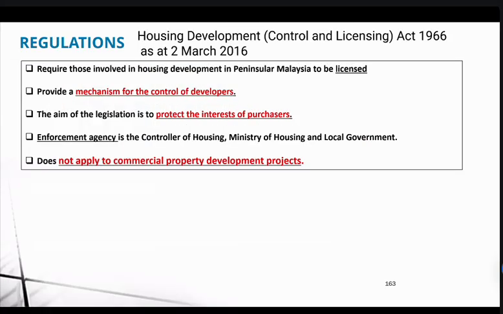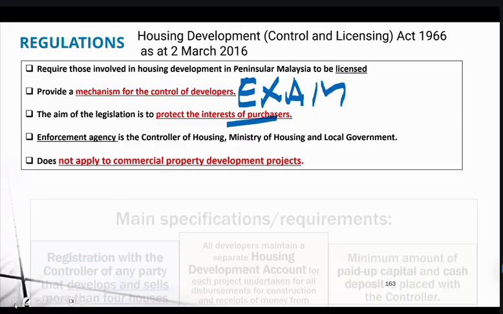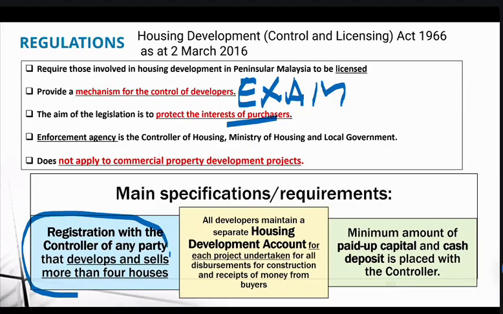Here are the requirements for the Housing Development Act in Peninsular Malaysia. The exam question that asks is: to protect who? It is to protect the house buyers. And the main aim of the legislation is to protect the home buyers, okay? It doesn't apply to commercial property. Remember, it applies to developing and selling more than 4 houses here. And all developers must have a separate housing development account. The minimum amount paid on capital and a cash deposit is placed with the controller.